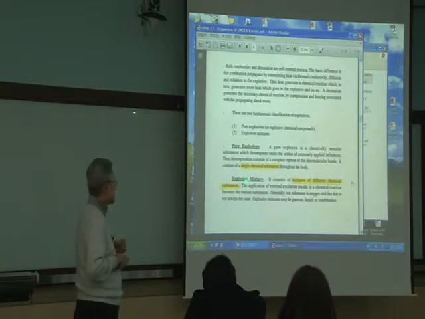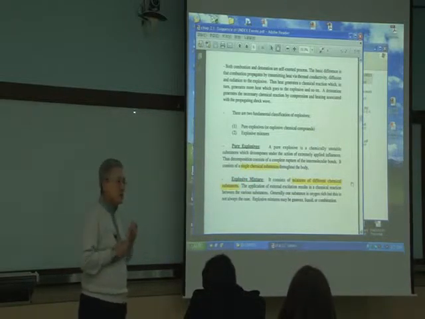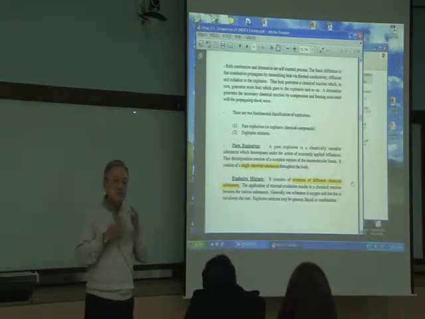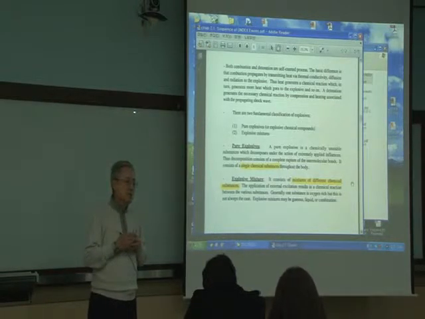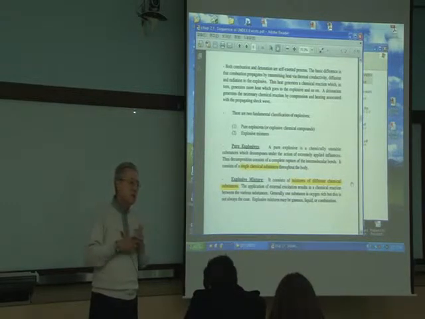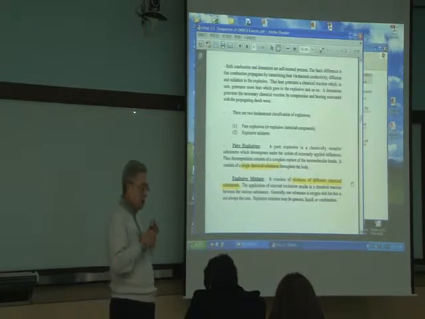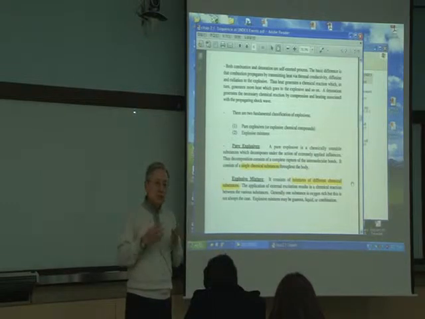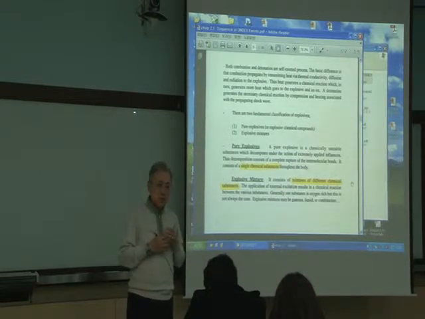And this explosive mixture is a mixed grain. It's not just one kind of chemical compound. It's a mixture of various compounds that depend on what the bomb would do at the time of explosion.